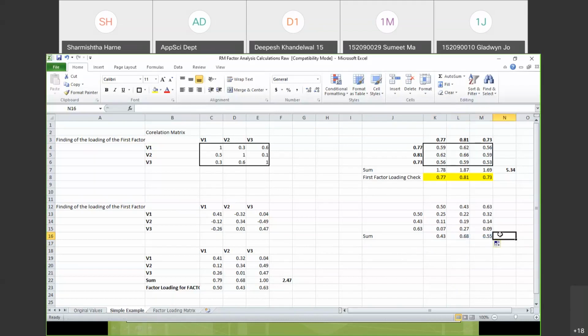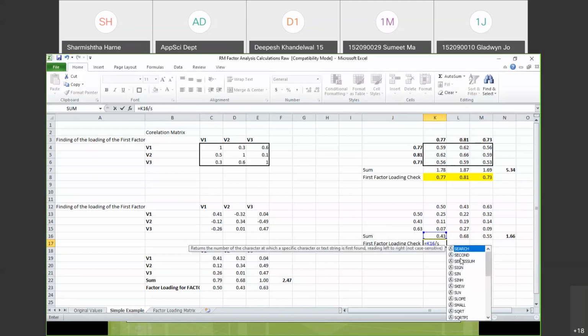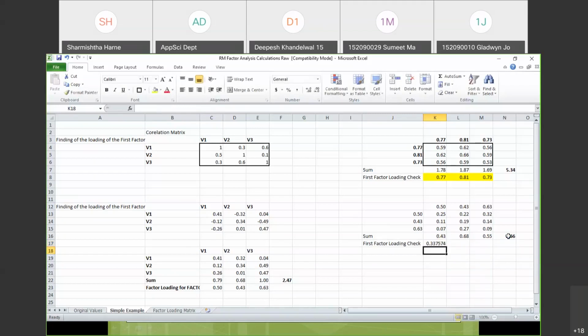Now grand total of this row total. And factor loading is divided by square root of this. Okay. So 0.33.